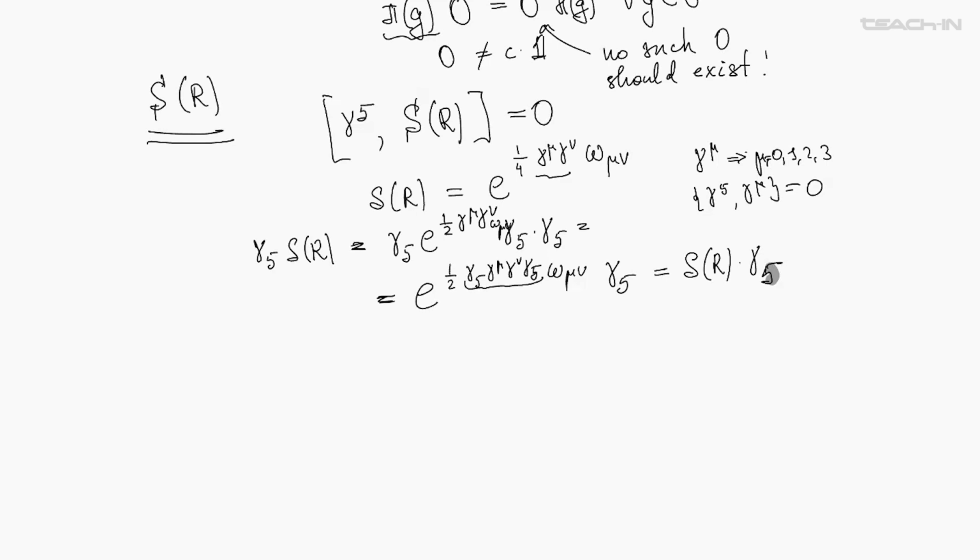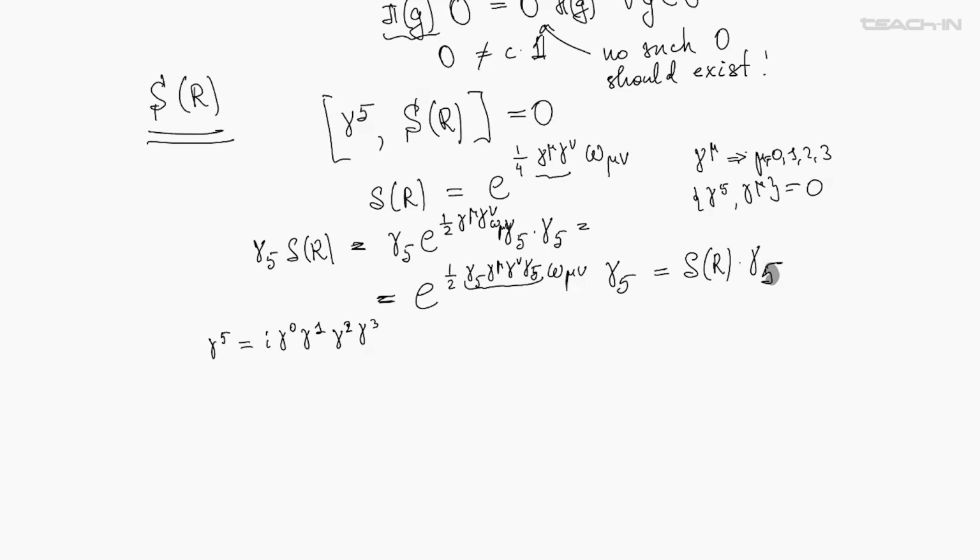Gamma 5 we have constructed in an explicit way. So that's the definition of gamma 5. Let me repeat it. Gamma 5 is I, gamma 0, gamma 1, gamma 2, gamma 3. So it's a product of all these gamma matrices. Gamma 5 does not take part in Lorentz transformations.